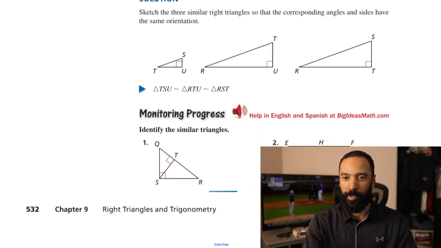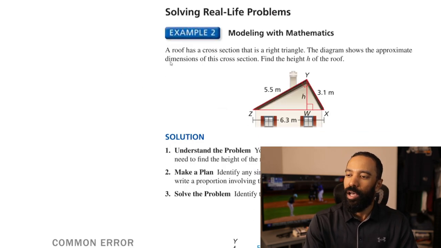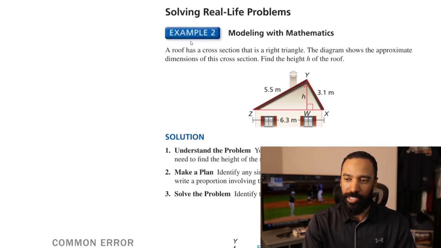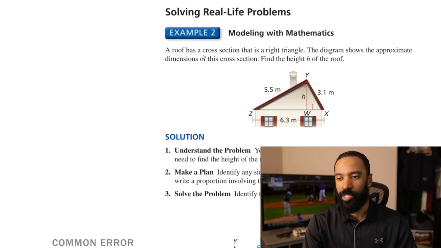All right, there are some examples I'm going to go ahead and skip. Let's keep moving forward. Modeling with mathematics, so word problems with these. A roof has a cross section that is a right triangle. The diagram shows the approximate dimensions of the cross-section. Find the height h of the roof.